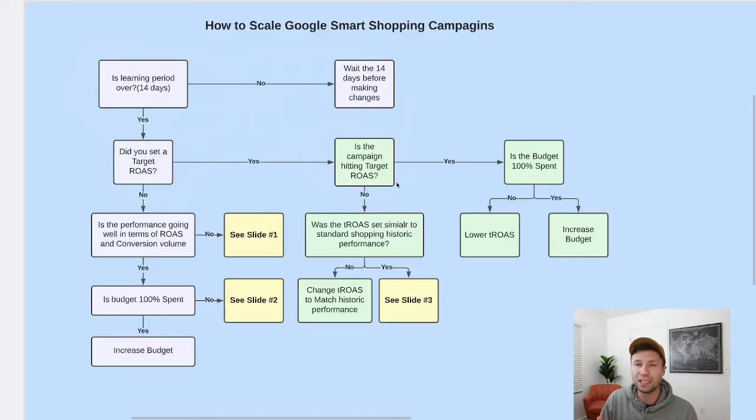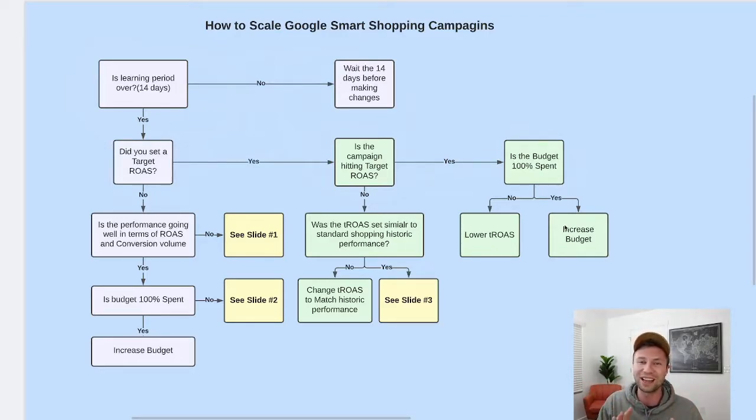If the campaign is hitting your target ROAS, then is the budget being 100% spent? If the budget is being 100% spent, then simply increase your budget, right? Because you're hitting your target ROAS and you're coming up against your threshold. Say you're spending $100 a day every day and it's consistently hitting that, and say you have it set at a 3 ROAS and you're hitting that, then simply raise your budget, because that means that there's room for you to grow. And that's the simple way to scale your Google Shopping ads campaign.